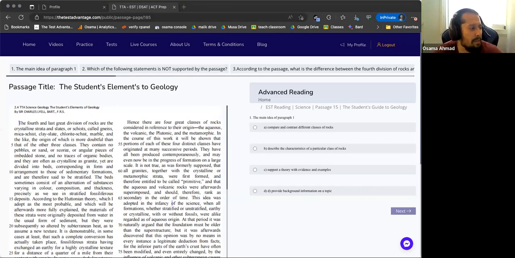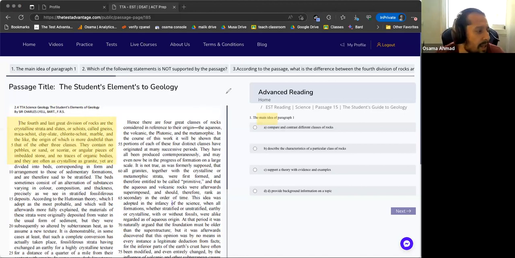Question number 1. The main idea of paragraph number 1. Well, احنا قلنا هنعمل ايه with the main idea question. احنا قلنا المين idea بنقرا البداية والنهاية بتاع الباراجراف, هنلاقي المين idea, المين purpose. ده اللي هيفرق معانا في فهم الباراجراف, right?